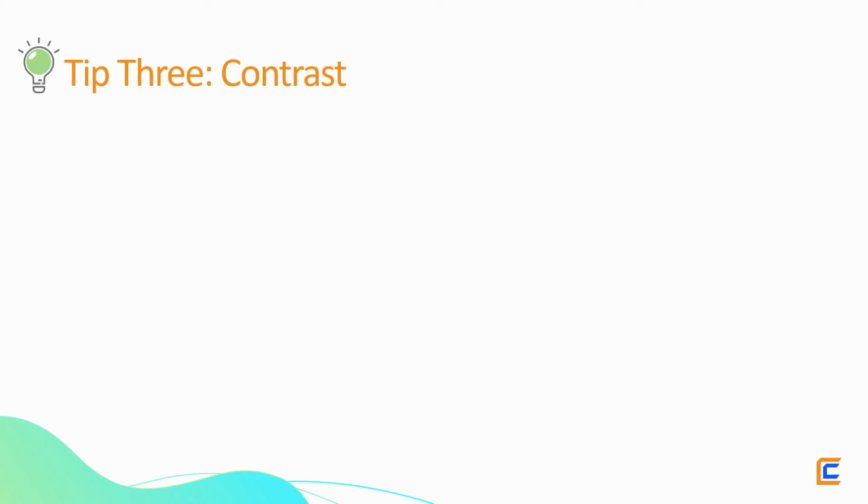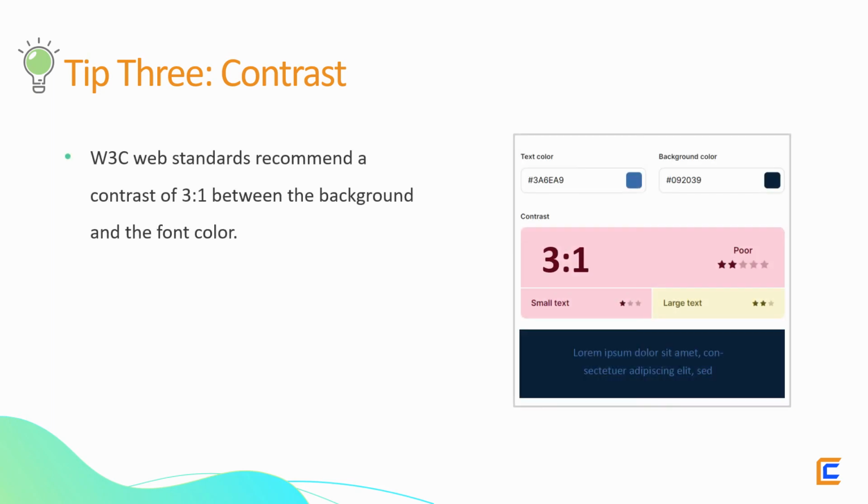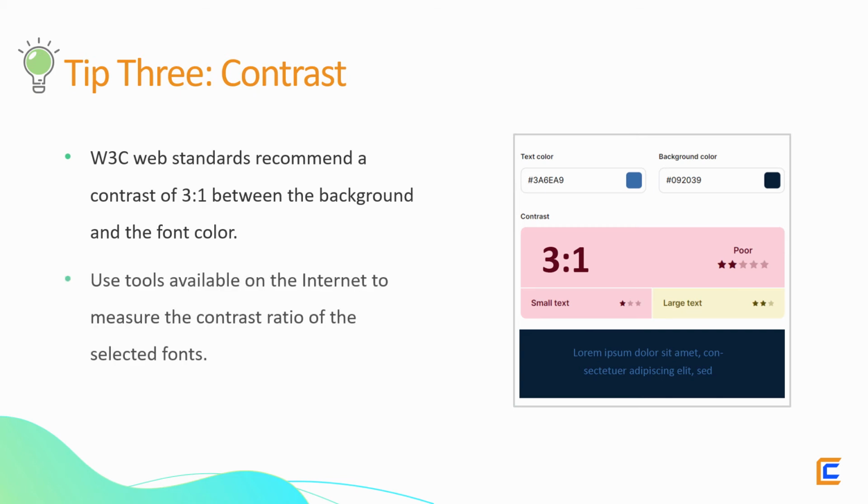Choosing the right contrast between your font color and the background is a hotly debated topic in the UX industry. The W3C web standards recommend keeping a contrast of at least 3:1 between the background and the font color. You can use tools available on the internet to measure the contrast ratio of your selected fonts.